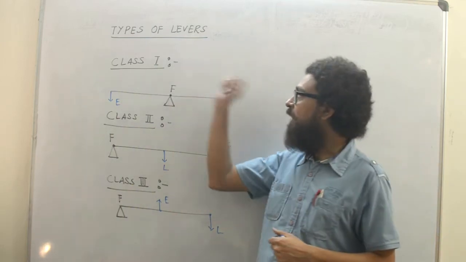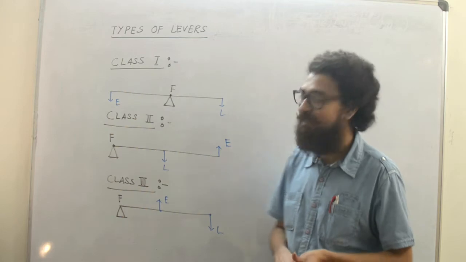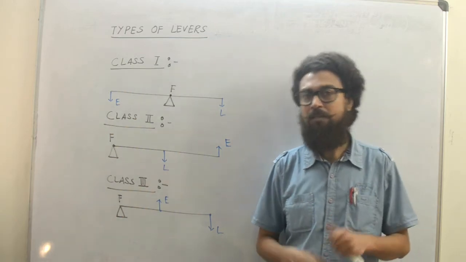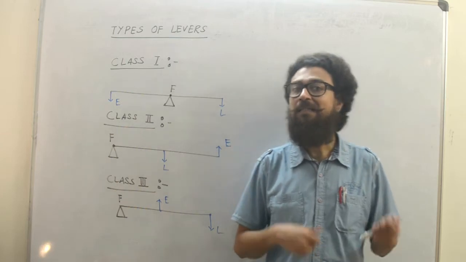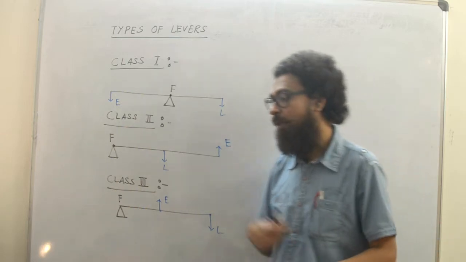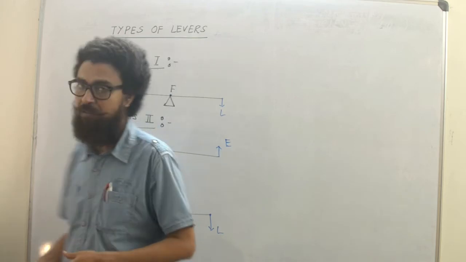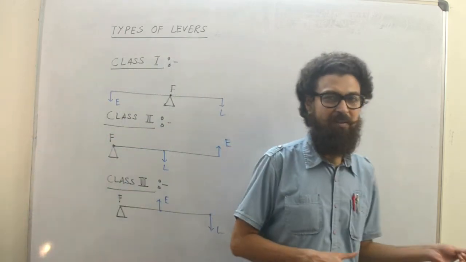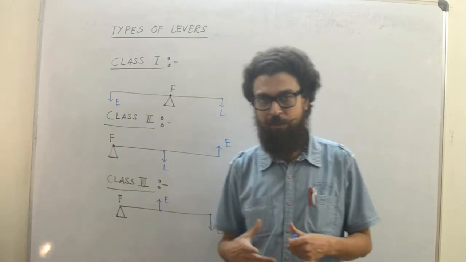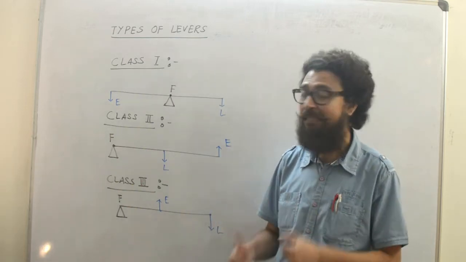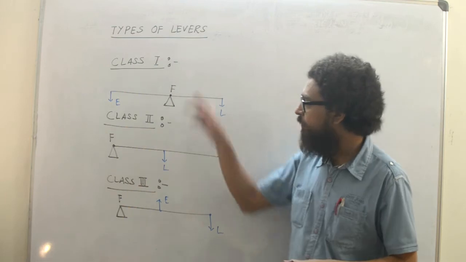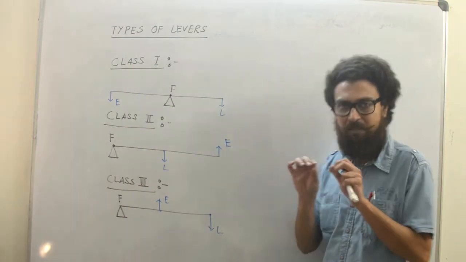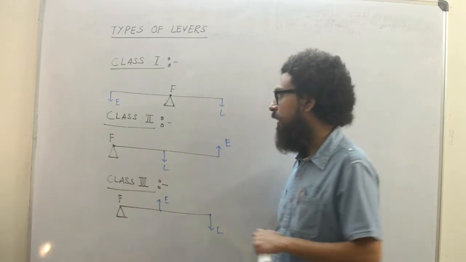So, types of levers. There are 3 specific types. We call them class 1, class 2 and class 3. Don't say it in this way, first class lever, second class lever or third class lever. Okay, it sounds very bad. It's class 1, class 2 and class 3, usually written in Roman numerals, the way I have written. So I have drawn a very schematic diagram of the levers.